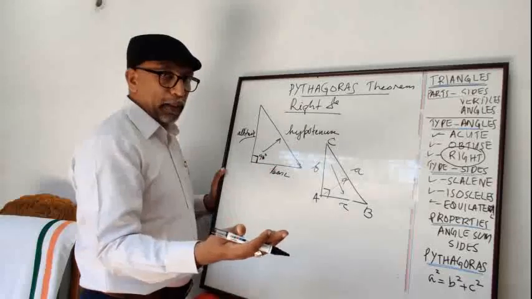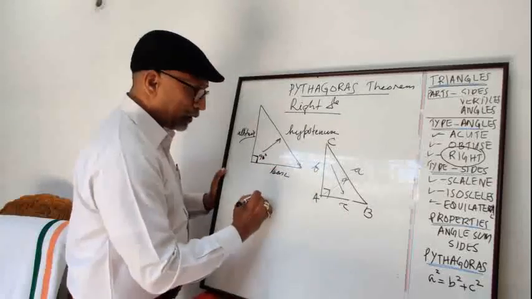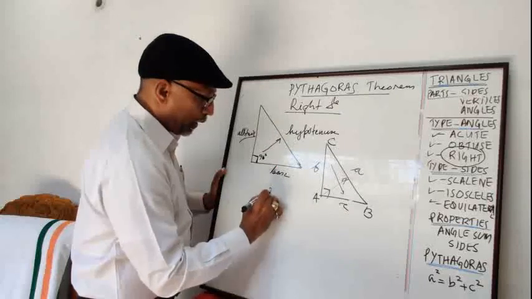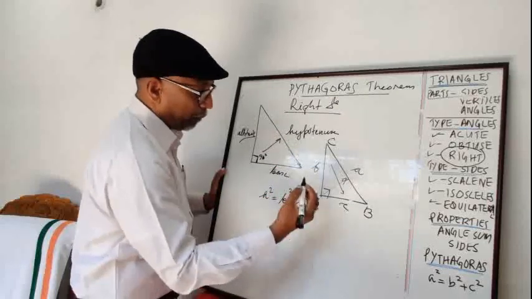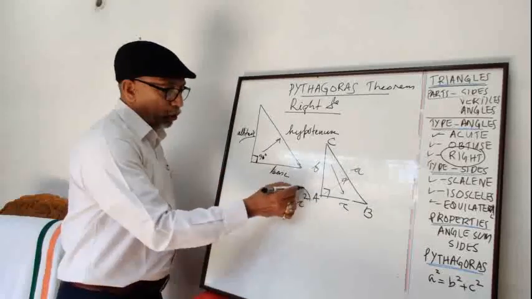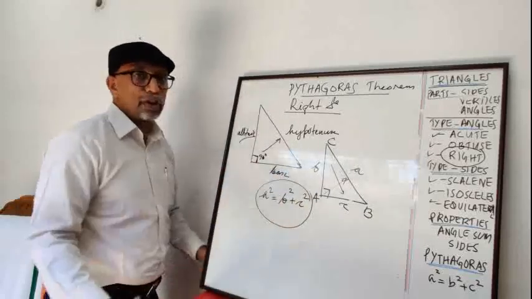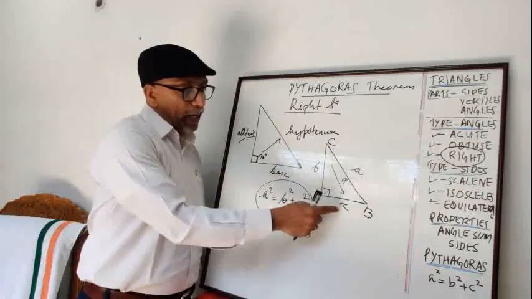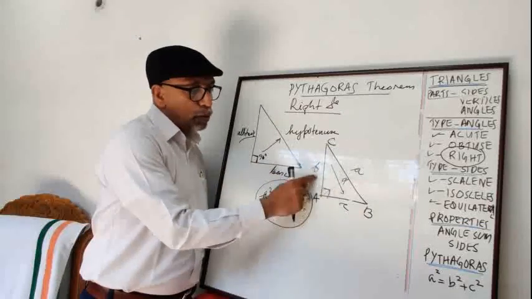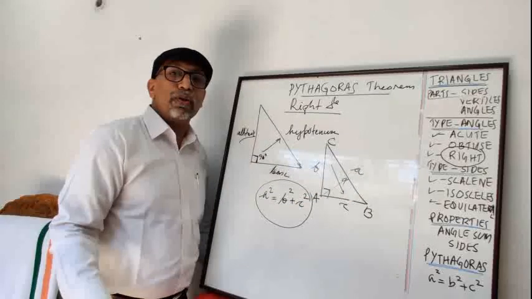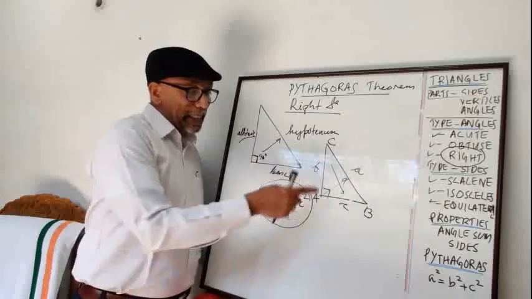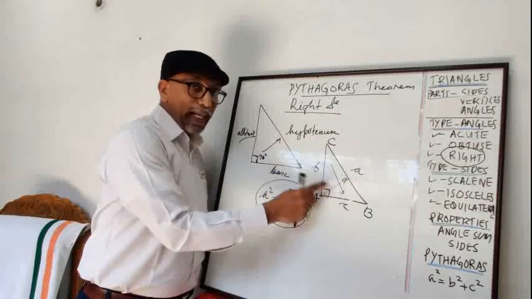So do you know what the Pythagoras theorem says? The Pythagoras theorem says that a square is equal to b square plus c square. The sum of the squares of the two sides of the triangle is equal to the square of the hypotenuse. I repeat, the sum of the squares of the two sides of a triangle.